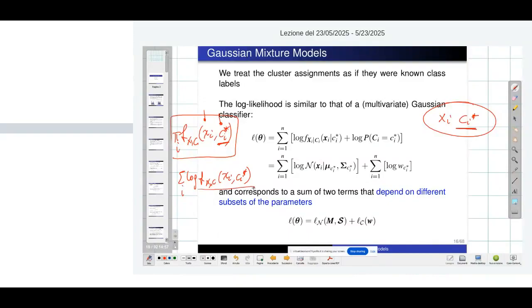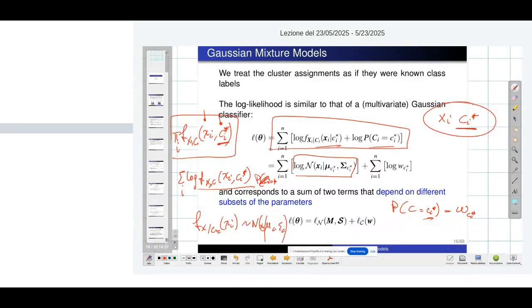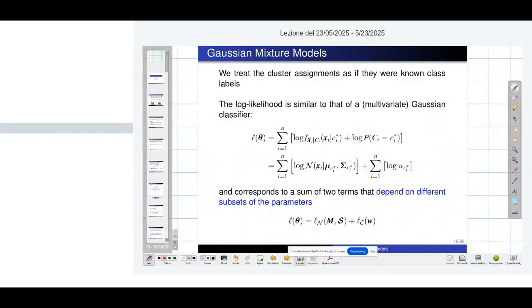Now we factorize the joint density according to the model. The model tells us that we have a class conditional that is Gaussian with parameters given by the Gaussian component that we are considering, and a prior probability, the prior probability that C is equal to Ci star is W Ci star, the weight of the component, the cluster label. This is the likelihood that we have to maximize, which consists, once we put inside the values of the model parameters, in this expression. Notice the similarity with the MVG likelihood.